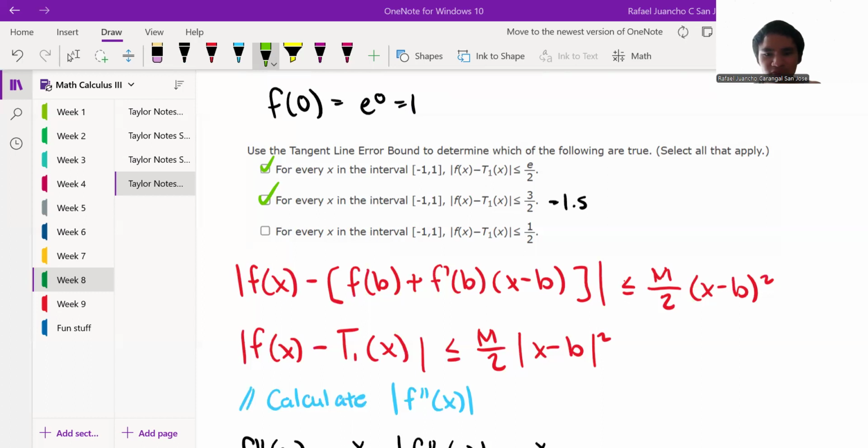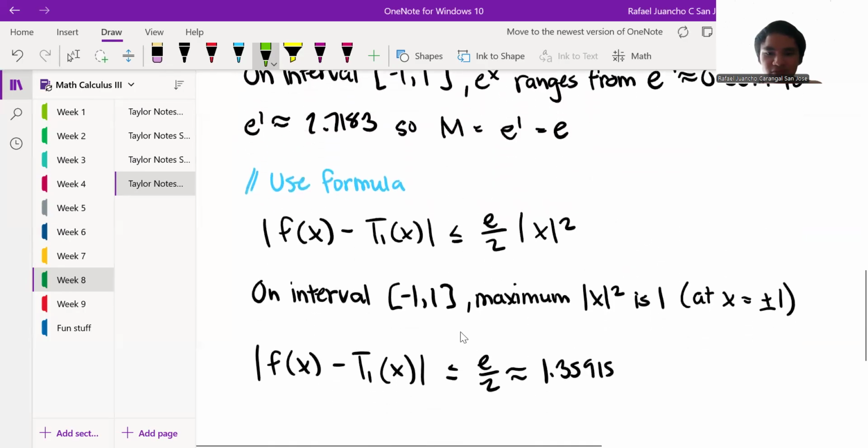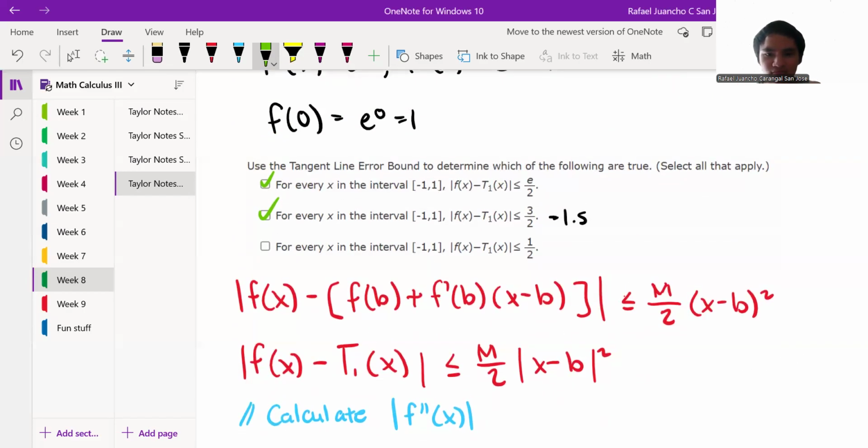So if it's larger, then we also say it works, right? So basically, we're trying to find the maximum it could get. And then this 1/2 is not true because it's less than the maximum error we could get, which is a half, right?